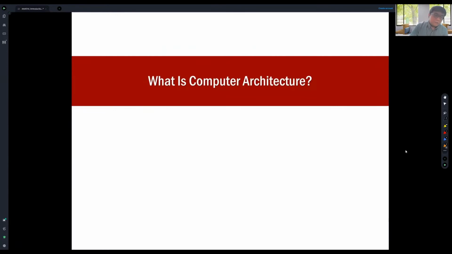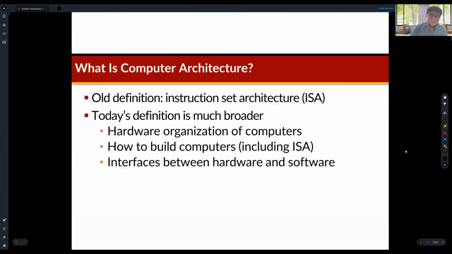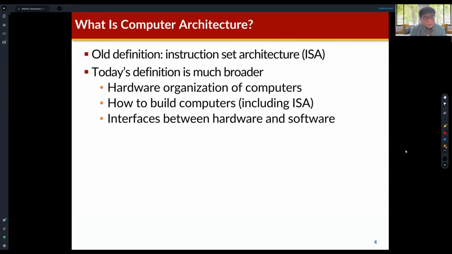Okay. What is computer architecture? Sometimes I am asked about my research area, computer architecture, which is called 구조 in Korean. So what is 구조? What do I actually do for this computer architecture research?